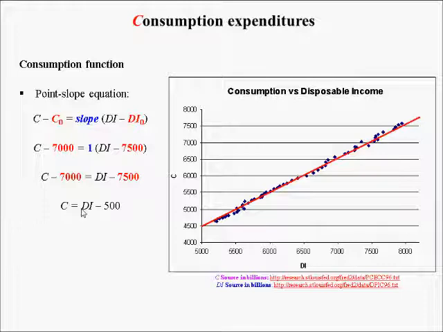Now the slope of this, remember, is 1. 1 times DI is DI, so we don't even have to write the 1. And we want to check to make sure we did it right. So when disposable income was 5,000, we should get 4,500, and sure enough, we do, right? 5,000 minus 500 is 4,500. Check again. Plug in 7,500, we should get 7,000. Sure enough, 7,500 minus 500 is 7,000. So we did the math right.